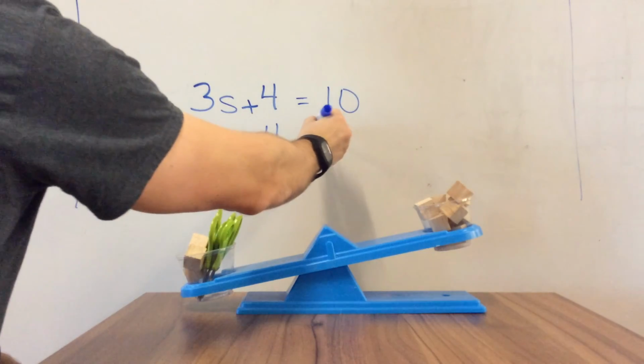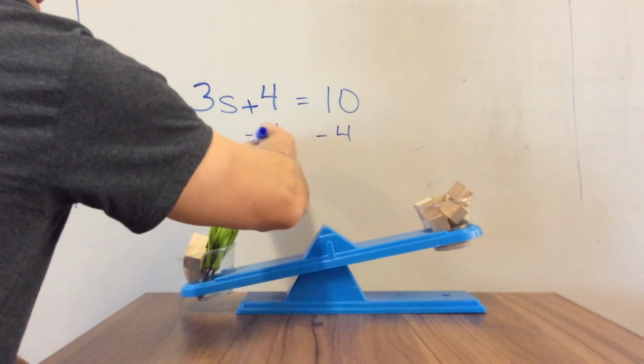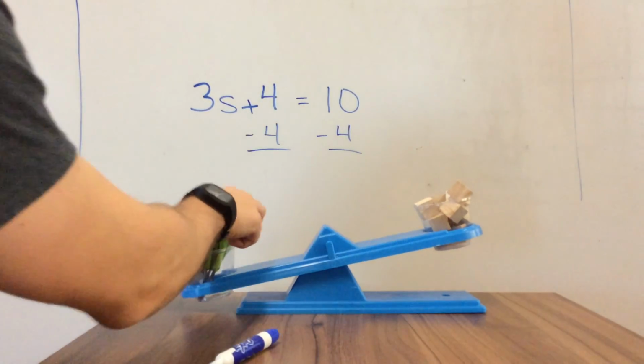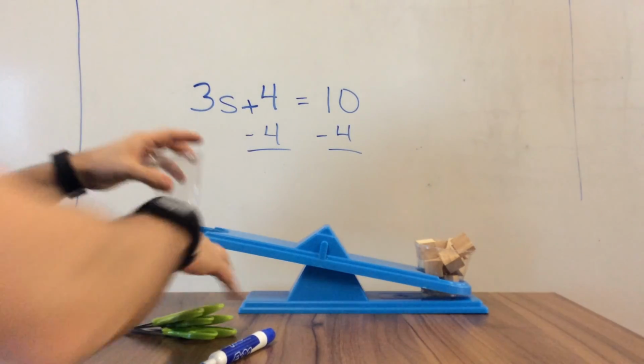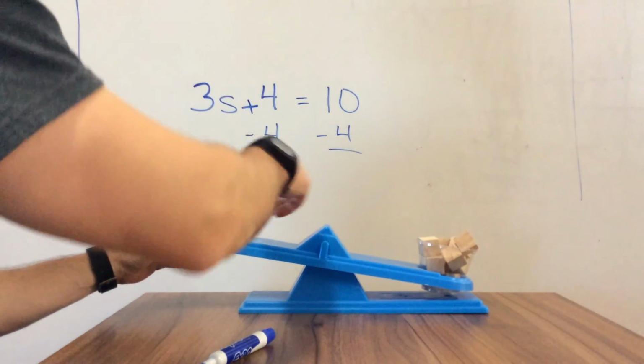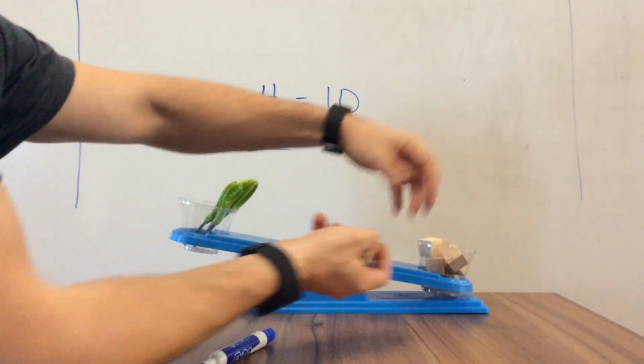I'm going to do the same thing on this side. I'm going to take 4 blocks away, but here's the difference. So I take 4 blocks out from that side and from this side as well.